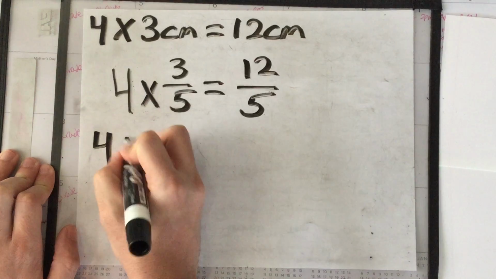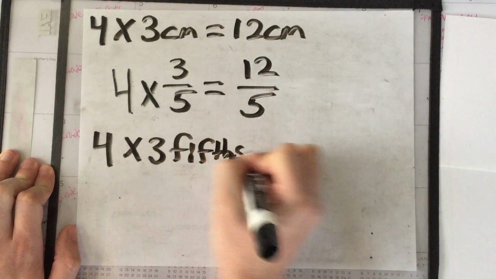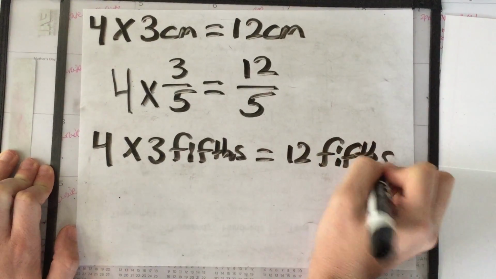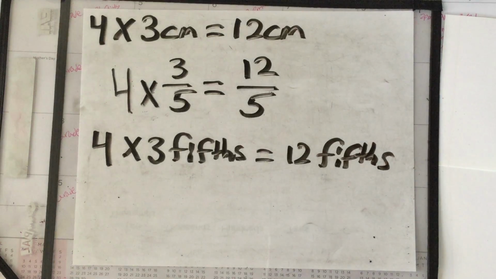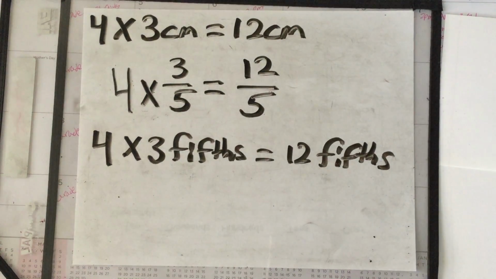I'll write this back out. 4 times 3/5 equals 12/5. Same equation written 2 different ways. But once we start writing it like this is where things get tricky, because I'm sure a lot of you wanted to write this answer as 12/20. But that is not what we do when we're multiplying a whole number by a fraction.